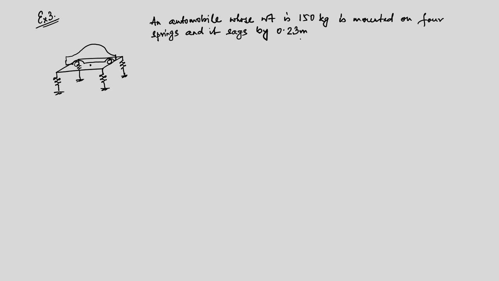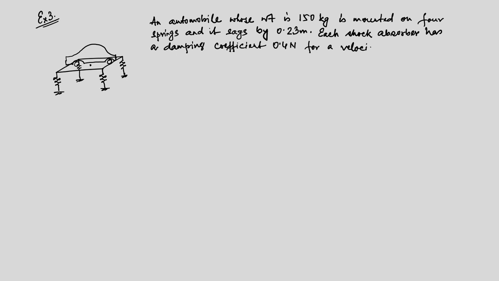Now, again, in this case, each shock absorber, these are actually shock absorbers. I am not drawing the damper here, but obviously it has some damping property. So, each shock absorber has a damping coefficient (0.4 N) for a velocity of 3 cm/s.